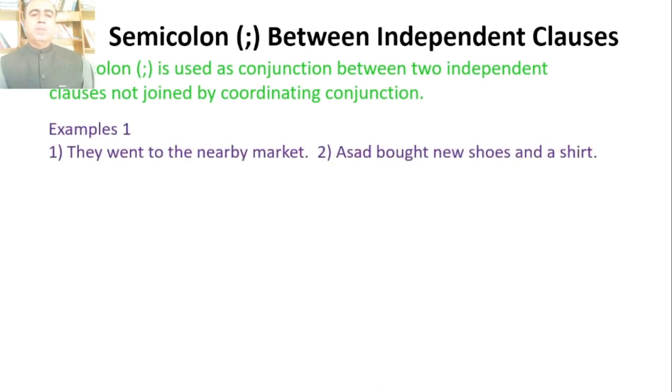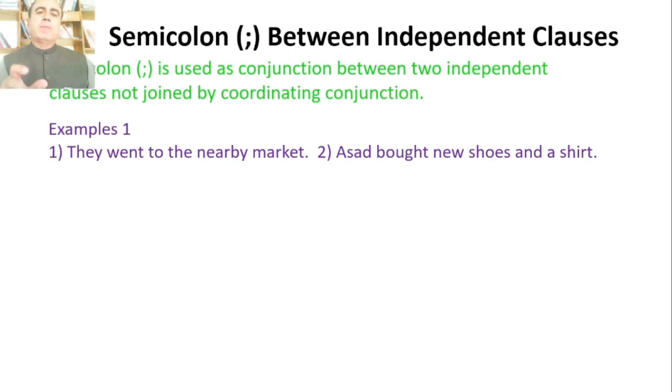Here is example 1. They went to the nearby market. Asad bought new shoes and a shirt. So you see here are two sentences, sentence number 1 and sentence number 2. These two sentences are mutually connected. What is that link? They are some people, friends maybe siblings. They went to the nearby market and one of them is Asad. He bought new shoes and a shirt. So these two sentences are mutually interconnected.